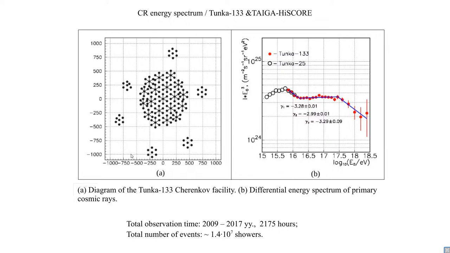The image on the right is the energy spectrum of primary cosmic rays, its structure, obtained from the registration of 14 million hours of observations. The energy range is from 1 to 1000 petaelectron volts.